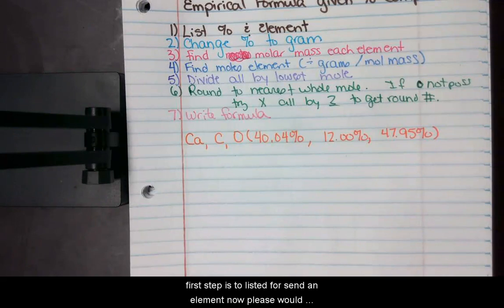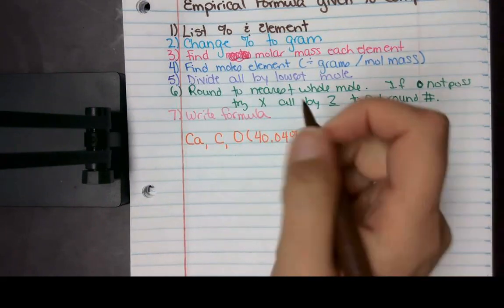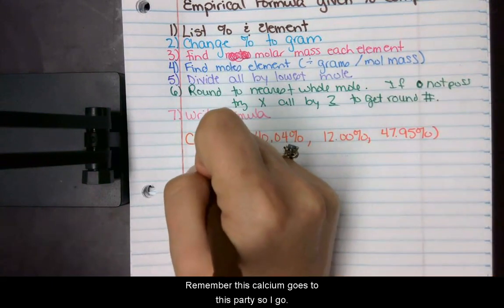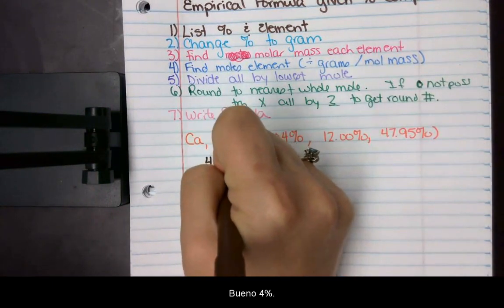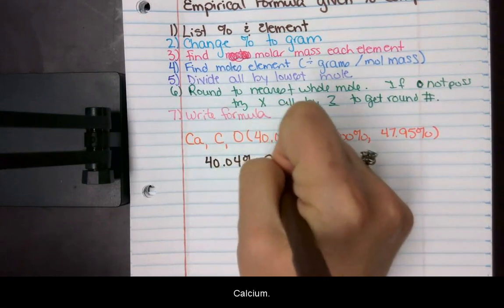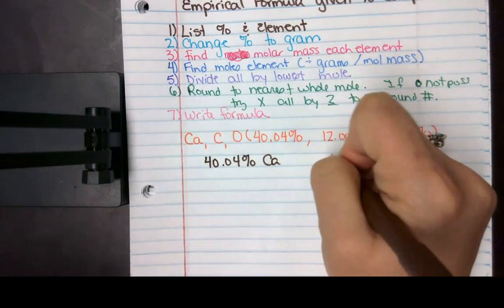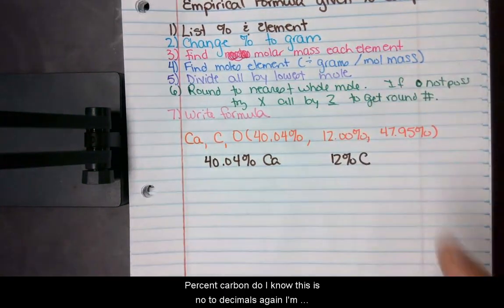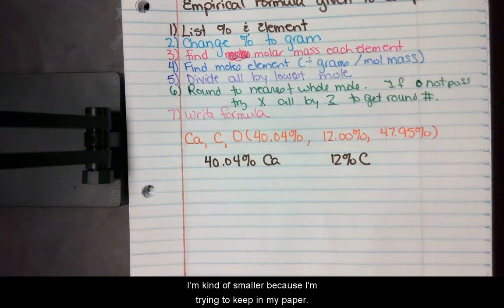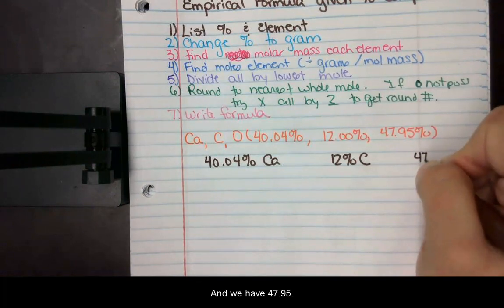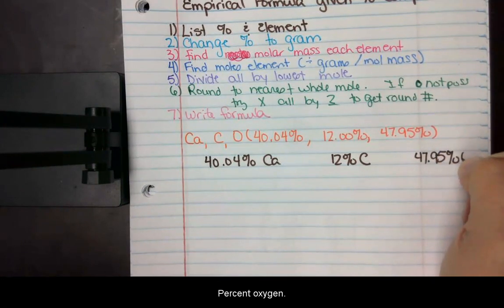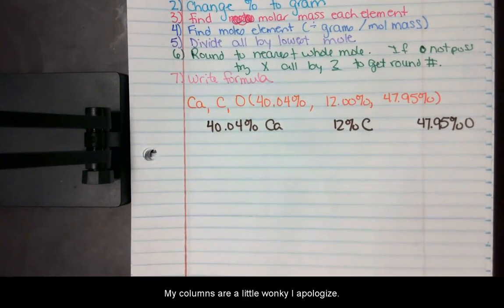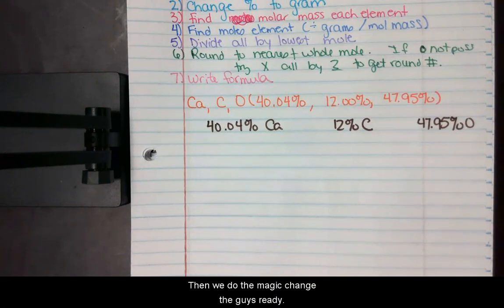Now, please, when I say I list them in columns, I really do. So remember, this calcium goes with this 40, so I go 40.04% calcium. Then we have 12% carbon. Now, I know this is 2 decimals. Again, I'm trying to write it smaller because I'm trying to keep it on my paper. And we have 47.95% oxygen. My columns are a little wonky. I apologize. But then we do the magic change. You guys ready? The next one is to change percent to grams.